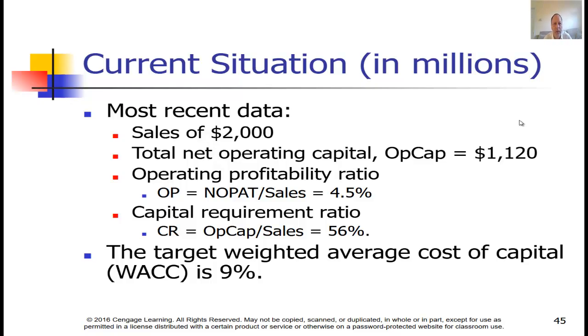For our hypothetical company in millions of dollars, the most recent data indicates that sales is 2,000 million or $2 billion. Total net operating capital is $1.12 billion, and we will assume operating profitability ratio, or NOPAT over sales, of 4.5%, and the capital requirements ratio, the capital required in operating capital to support those sales, as 56%. We want our WACC to get lower. The target weighted average cost of capital we want to get down to 9%.